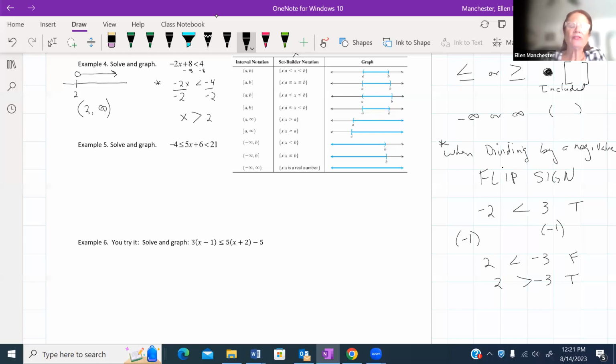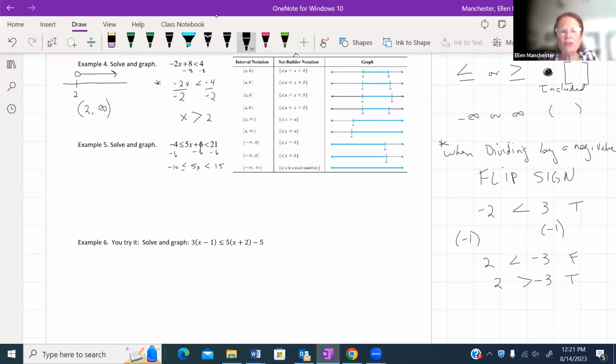Now you have an inequality where it's basically 2 different problems, but we can do it all as one unit. We're going to subtract 6 from both sides, all 3 sides actually. It cancels there, so I have 5x in the middle. Don't get your symbols mixed up. 21 minus 6 is 15. Don't get your symbols mixed up, they're the same. -4 minus 6 is -10.